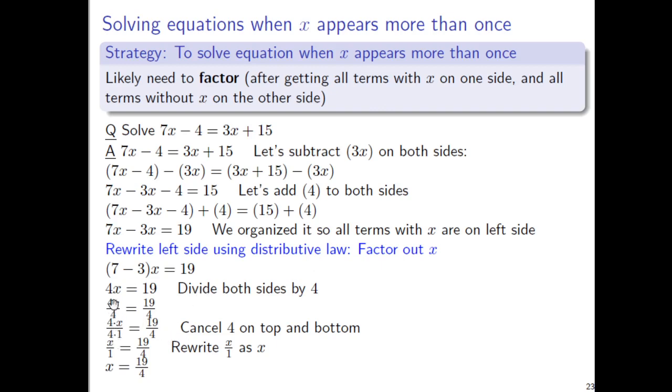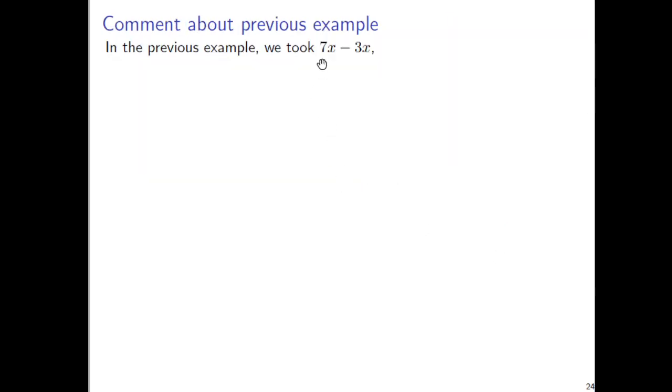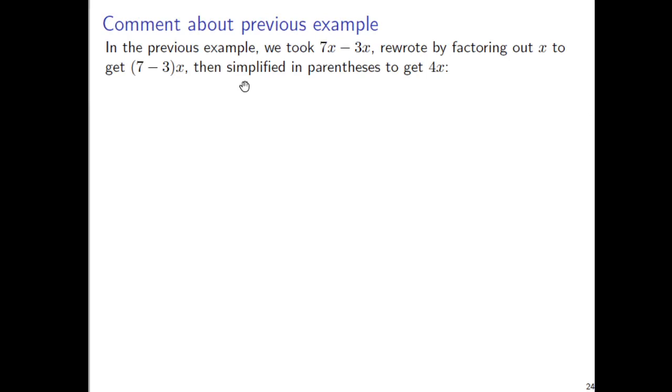Also, with this, I'm not expecting people to show all this fraction work in the same way all the time, but I'm just pointing it out here so that we can connect it back to the fraction formulas we have seen. In the previous example, we did take 7x minus 3x. We rewrote this to become 7 minus 3 quantity times x using the distributive law, or by factoring as people tend to call it. And then we simplified what's in parentheses to get 4x.